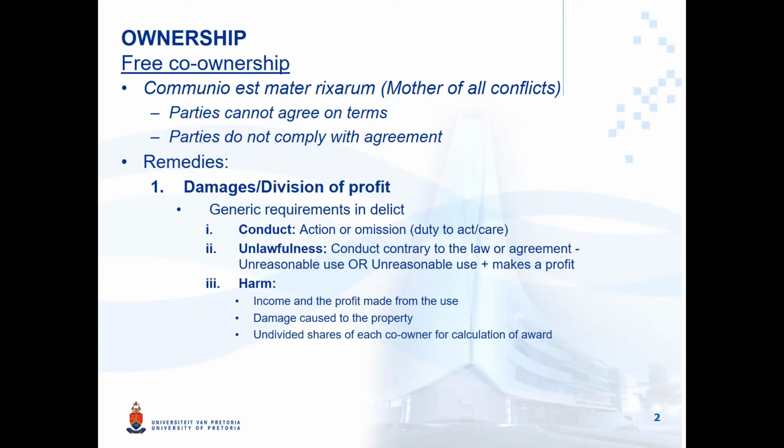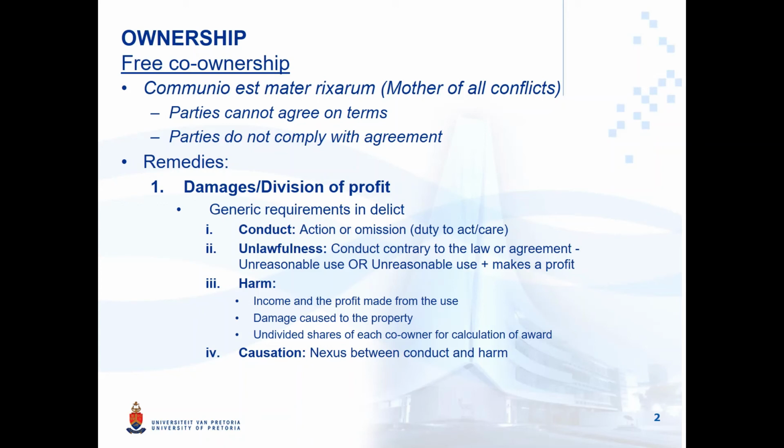Causation is the fourth element that needs to be shown. Now, co-owners will have to be able to show that there is a link or a nexus between the conduct complained of and the harm suffered. In other words, it must be shown that the harm resulted from the conduct of the co-owner.